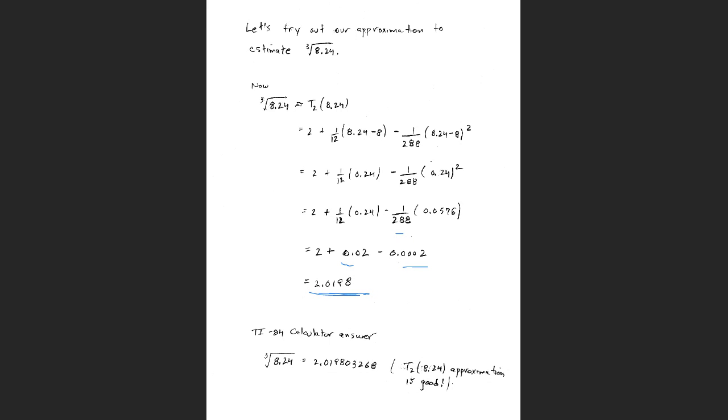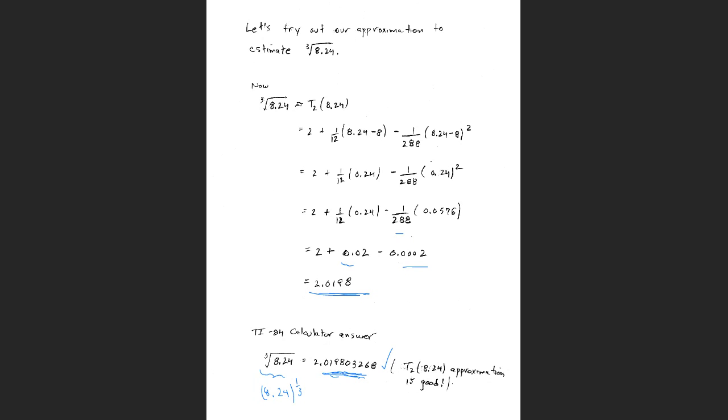Well, how good is this approximation? On the TI-84, if you type the cube root of 8.24 in there, in other words, if you do 8.24 raised to the 1/3 power, you'll get this. Who's trying that? You get 2.019803268. Okay, Renaud got that, on the TI-83, excellent.